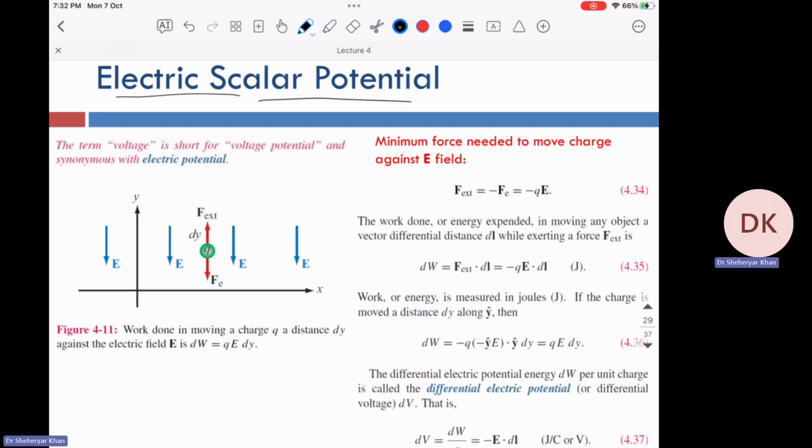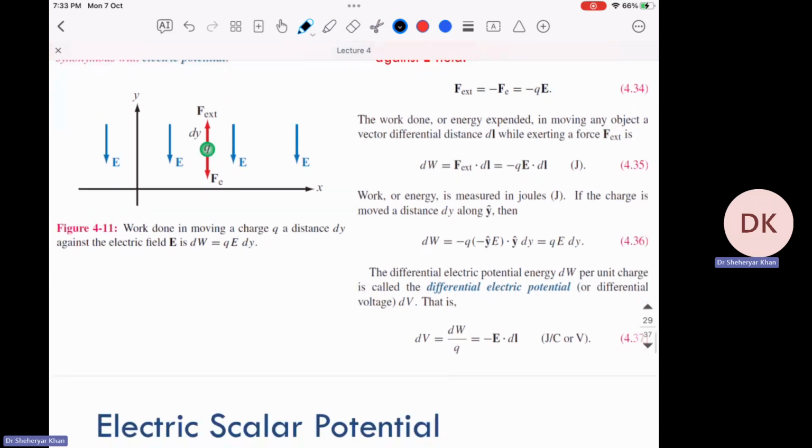If you remember the application we learned in the first chapter about solar cells, when a photon hits the solar cell, it releases an electron. Then it's captured through a p-n junction device and moved to a higher value. So now we have a work done, which is QE dY. This is the energy, so we call it differential electric potential.